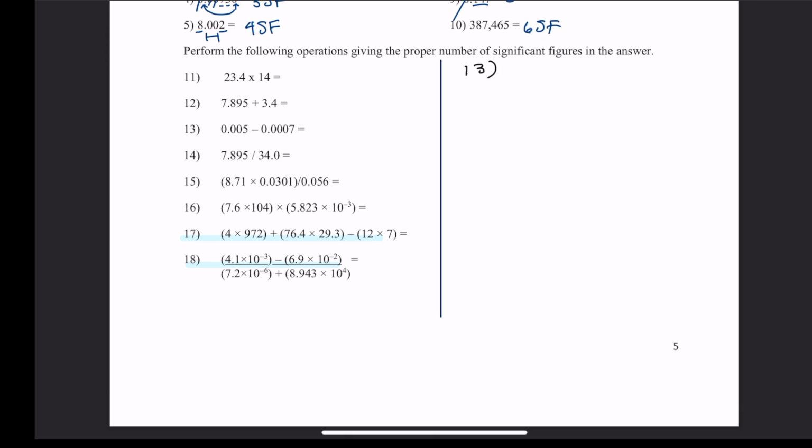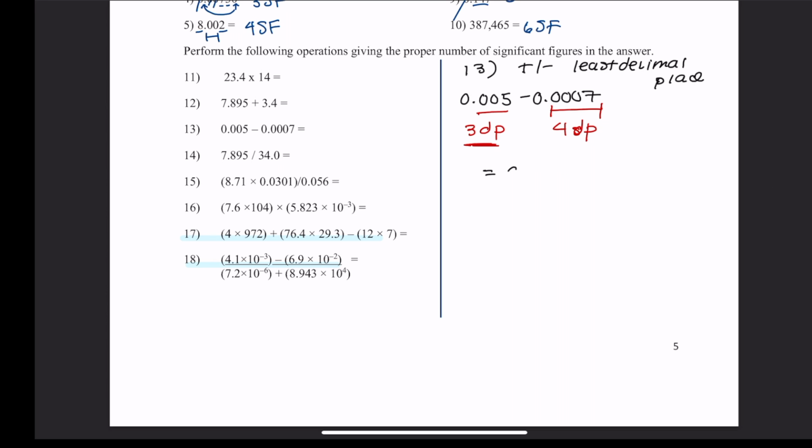Question number 13. This is subtraction. So this is 0.005 minus 0.0007. So this is decimal places, right? Adding and subtraction is least decimal place. This has 3. This has 4. So our answer should have 3 decimal places. So if I subtract it out, I'll get 0.0043. 1, 2, 3. Cut it off right here. And we're going to round down. So our final answer is going to be 0.004.